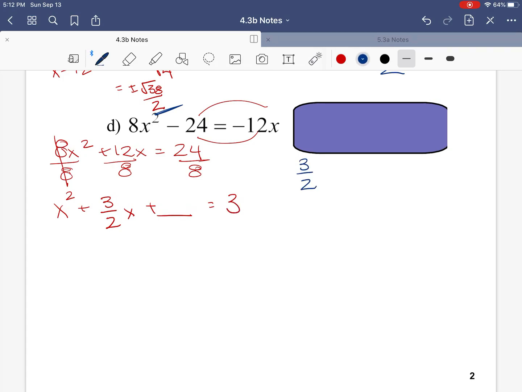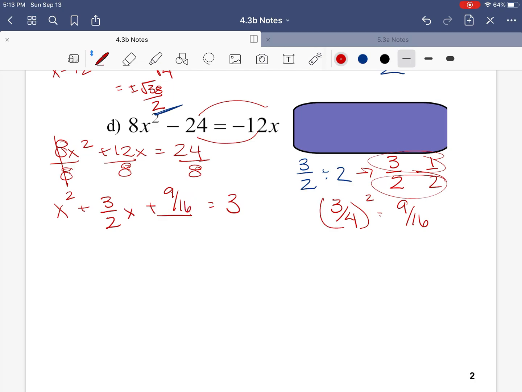So again, half of the middle. So 3 over 2 divided by 2. I'm taking the half of the middle. Well, when we divide fractions, we are really just multiplying by the reciprocal. So what we're really doing is 3 over 2 times 1/2. And when we multiply fractions, it's top with top, bottom with bottom. So we're going to end up with 3 over 4. That's our half of the middle. And then we want our half of the middle squared. So squaring, multiplying by itself. So 3 over 4 times 3 over 4 is 9 over 16.